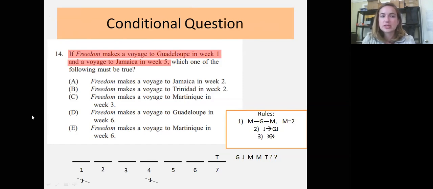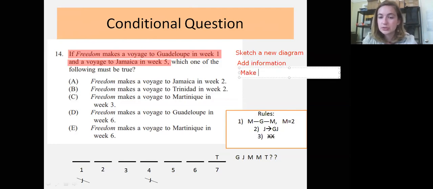Your strategy for a conditional question should not be to do this in your head. That is extremely difficult to do, and most people are not able to do it without making mistakes, including myself. Instead, your strategy should be to sketch a new diagram. It's kind of a mini version of your original diagram. You're going to add the information that you've been given, and then you're going to use a systematic approach to make as many inferences as you can.